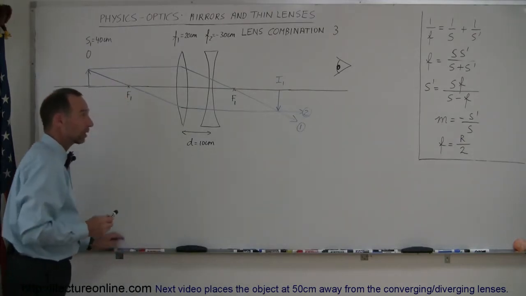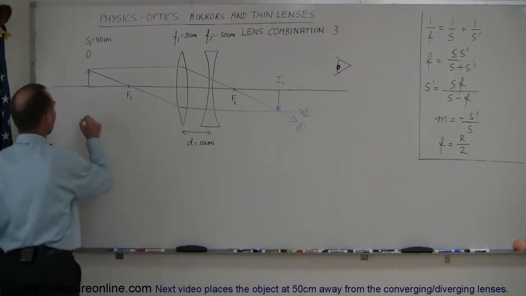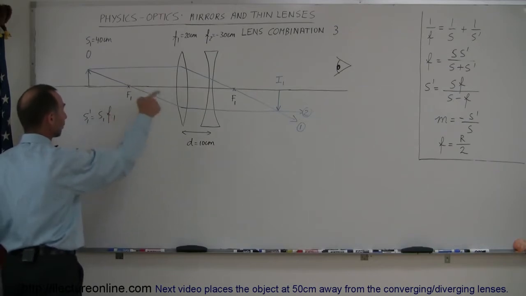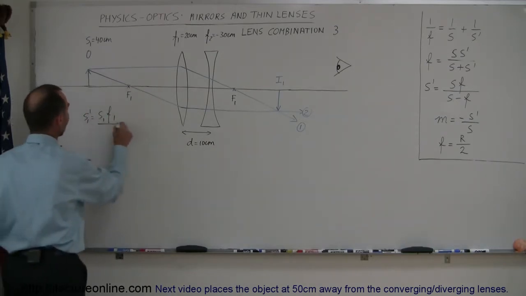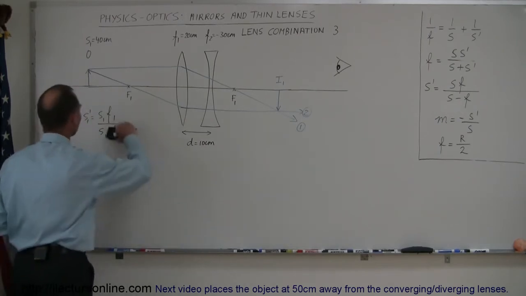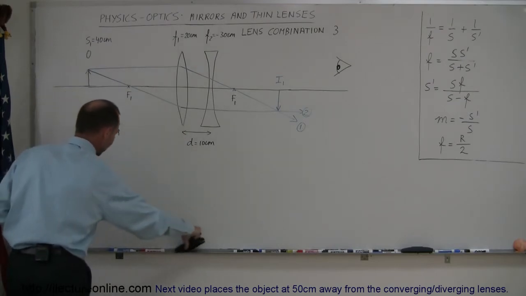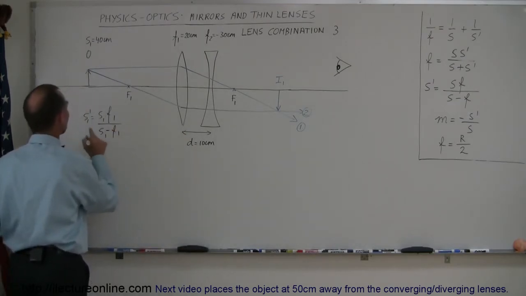Using our equation to quickly find out where that is, we can say that S1 prime is equal to S1 F1, where S is the object distance, F1 is the focal length of the first lens, and S1 prime is the distance to the first image, divided by S1 plus F1. Ooh, not plus, it's actually minus, just like the equation says over there. Plug in the numbers.